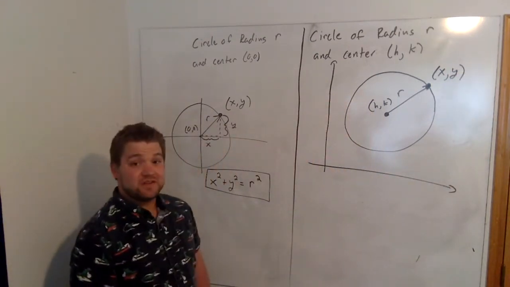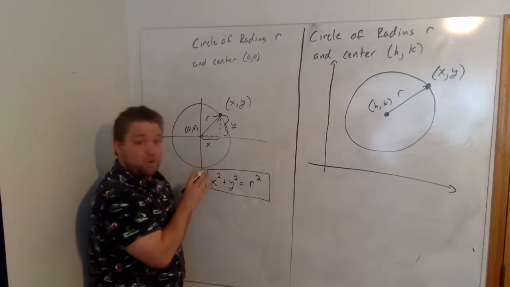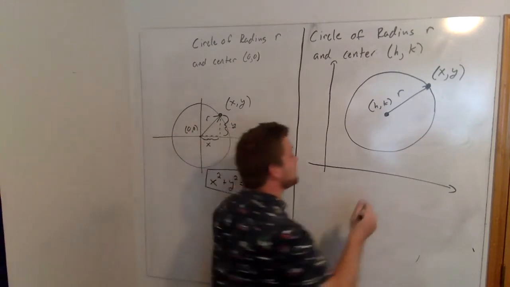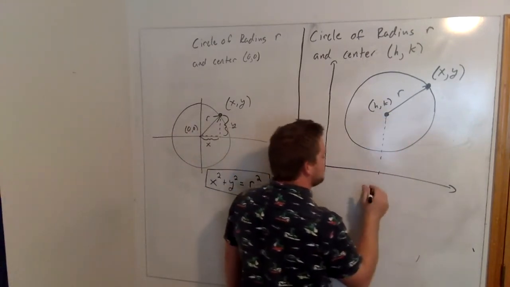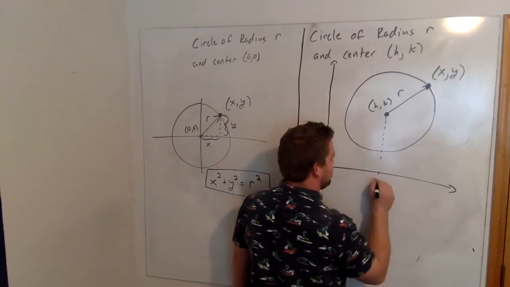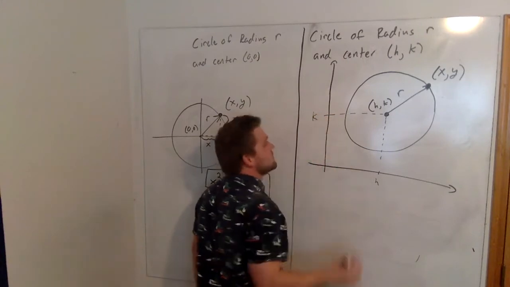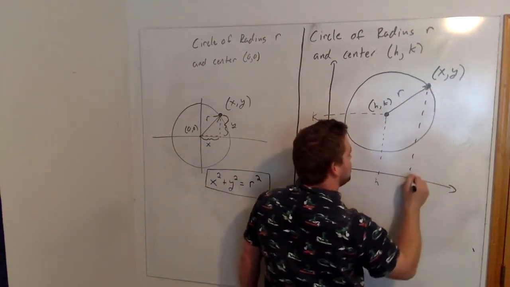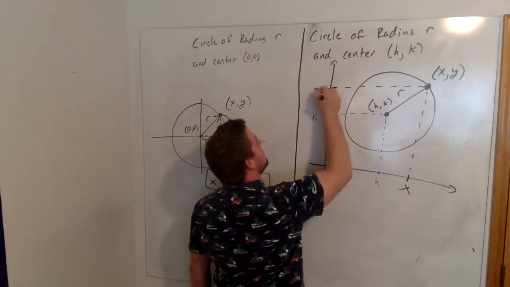Okay, so similar to how we did it with the circle with the center at the origin, what we're going to do with this picture is, again, draw a beautiful right triangle. Okay, so let's mark a few points here. So the center has an x coordinate of h, and the center has a y coordinate of k. Okay. The point on our circle has an x coordinate of x and a y coordinate of y.